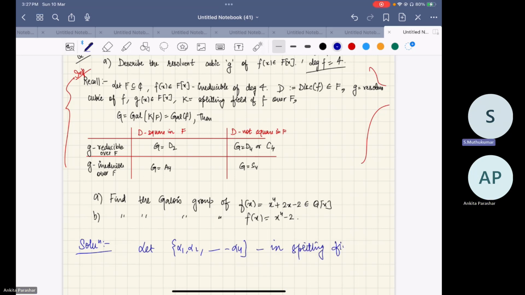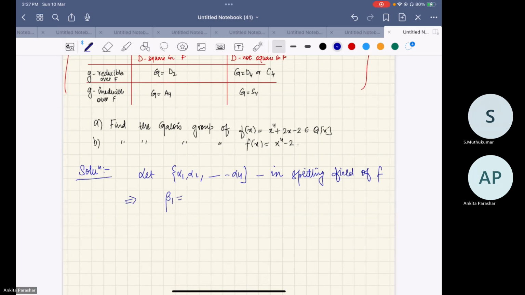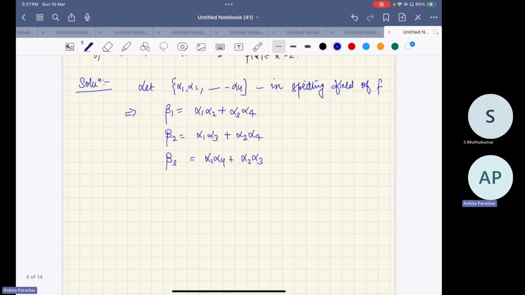Then beta 1 is alpha 1 alpha 2 plus alpha 3 alpha 4. Beta 2 is alpha 1 alpha 3 plus alpha 2 alpha 4. Beta 3 is alpha 1 alpha 4 plus alpha 2 alpha 3. So there is some nice structure about this resolvent cubic. You define the resolvent cubic by G, and what is that? x minus beta 1, x minus beta 2, x minus beta 3.